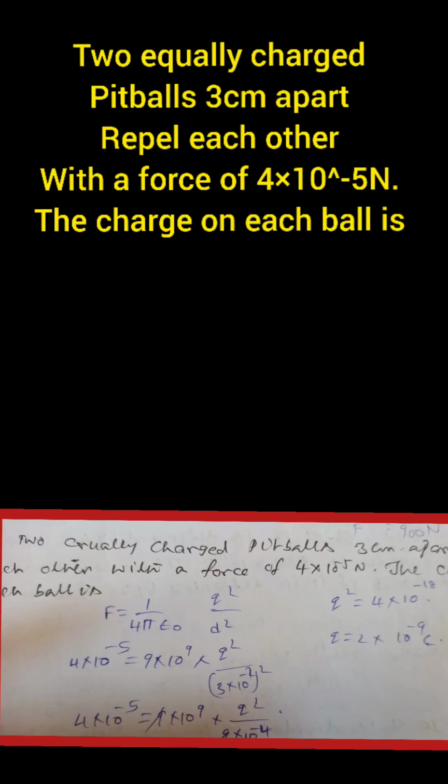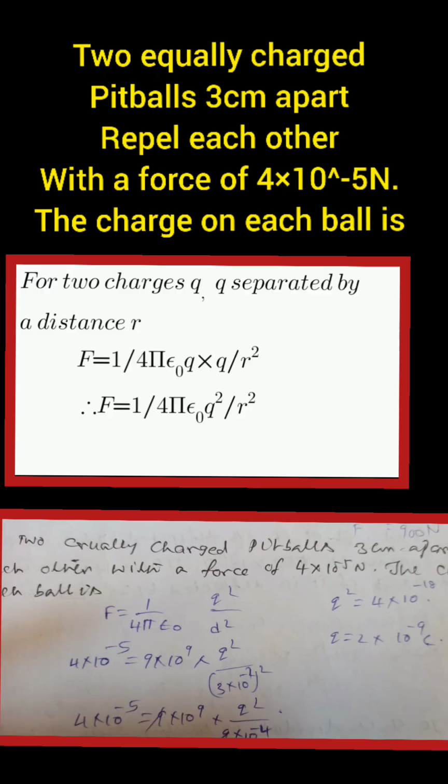Here two equally charged pith balls are separated by 3 centimeters and repel each other with a force of 4 into 10 power minus 5 newtons. The charge on each pith ball is. Since the two charges are equal in magnitude, the force between them is 1 by 4 pi epsilon naught into Q square by R square. Therefore, 4 into 10 power minus 5 is equal to 9 into 10 power 9 into Q square by 3 into 10 power minus 2 whole square. On simplifying it, we will get Q square is equal to 4 into 10 power minus 18. Taking square root on both sides, we will get Q is equal to 2 into 10 power minus 9 coulombs.